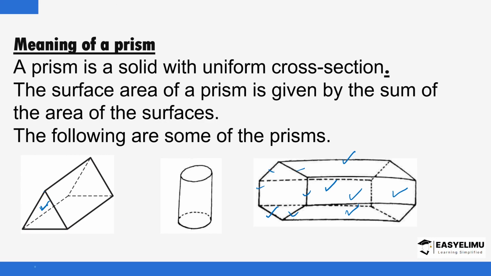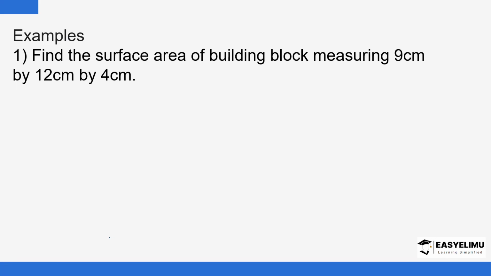So you want to see how you can find the area. We have examples here just to help us with illustrations. Find the surface area of a building block measuring 9 centimeters by 12 centimeters by 4 centimeters.